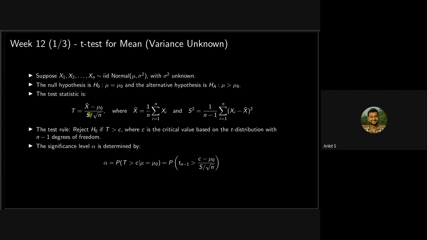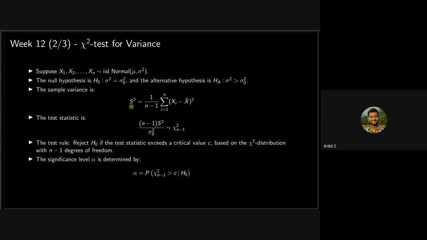The difference between the z-test and the t-test is that in the t-test, you use the sample variance instead of the distribution variance, and the process is very similar. You are testing for the mean. Then there is the chi-square test for variance. If you have a distribution which has a distribution variance sigma naught squared, and you have collected n samples, then n minus 1 times s squared by sigma squared follows a chi-square distribution with n minus 1 degrees of freedom.